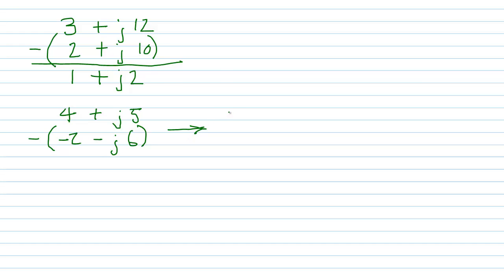So what we get is 4 plus J5 plus, we reverse the sign of the minus 2, we get a 2. We reverse the sign of the minus J6, we get a plus J6. Now we can simply add them and get 6 plus J11.